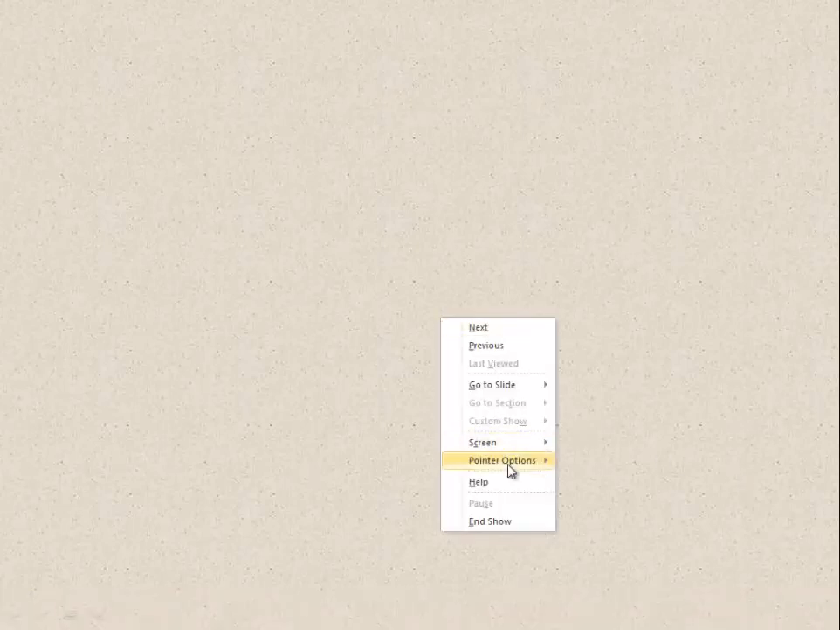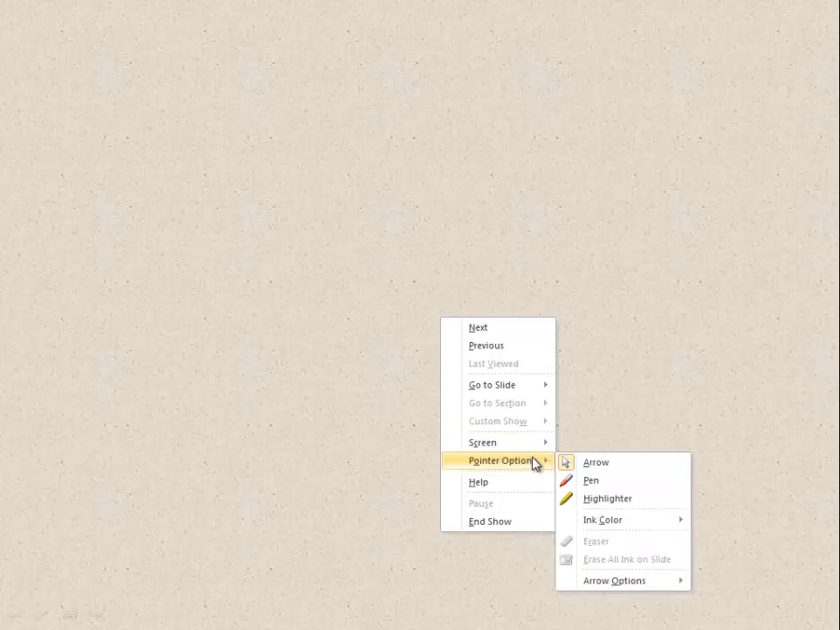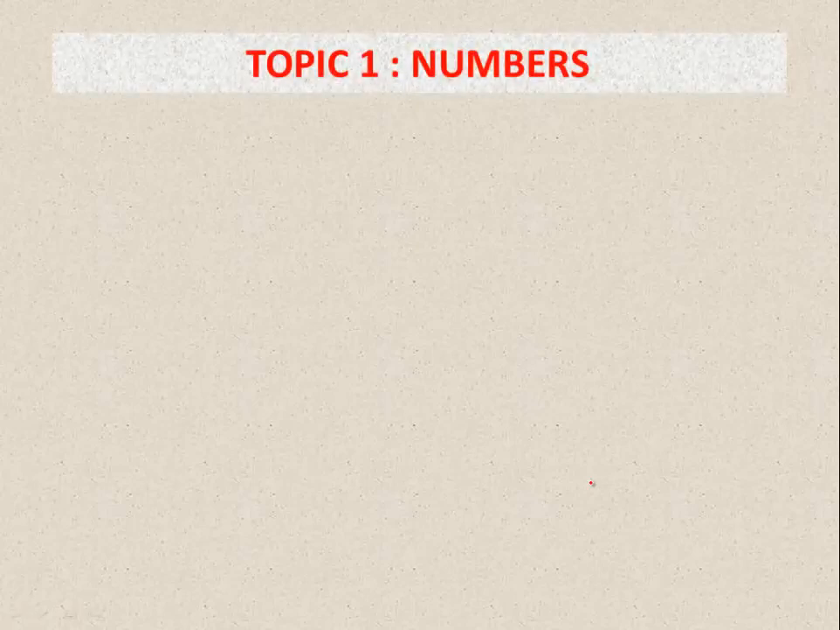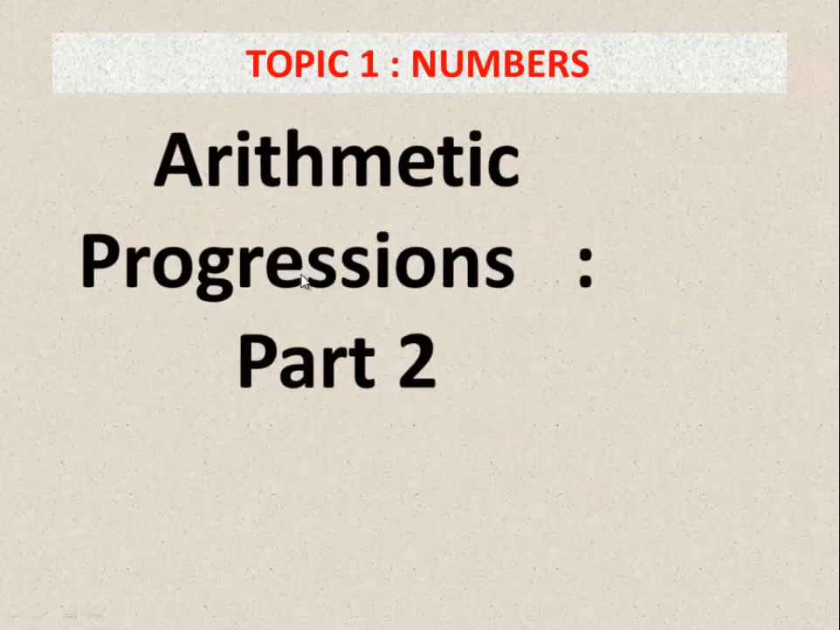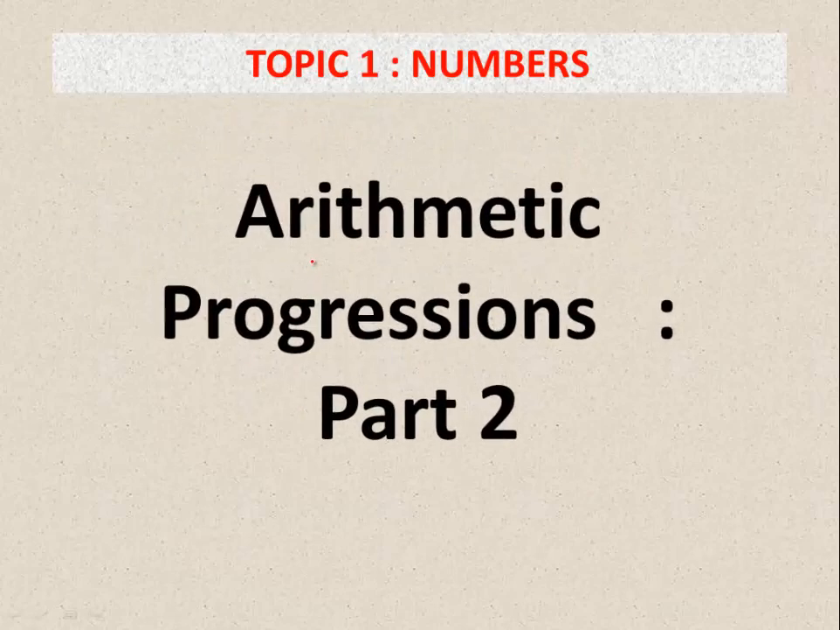For today, we are now going to move over to the second part of arithmetic progressions. You would find that in part 1, we had done simple examples, but now we're going to go on to something a bit more interesting, at the same time not much more challenging. Topic number 1, still stuck with numbers. And guys, we are dealing with arithmetic progressions part 2. If you are catching up with part 2, please watch part 1.